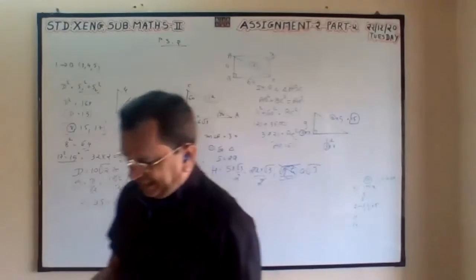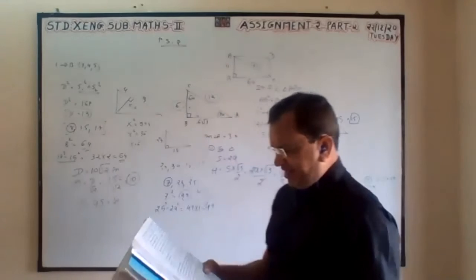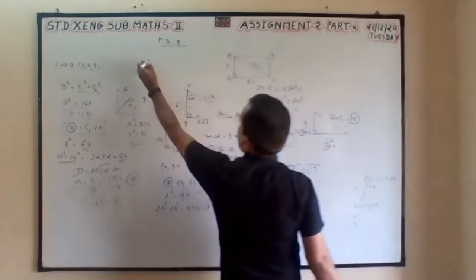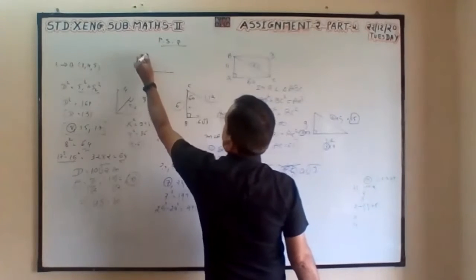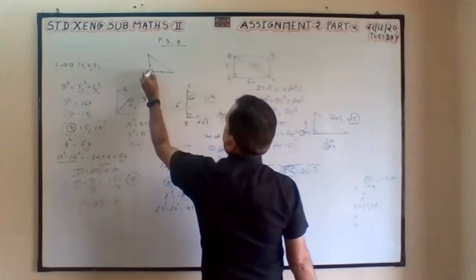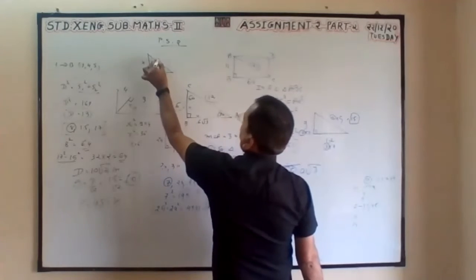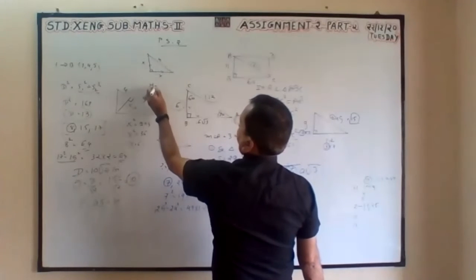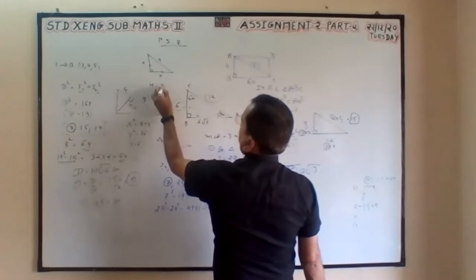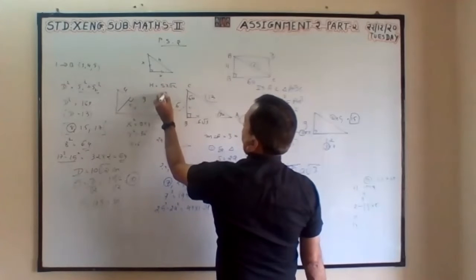If the side of an isosceles right angle triangle is given, side x, x, what is the hypotenuse? Hypotenuse is equal to side into root 2. So it is x root 2.